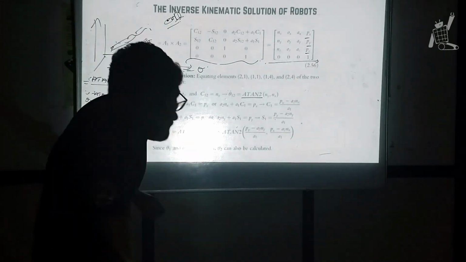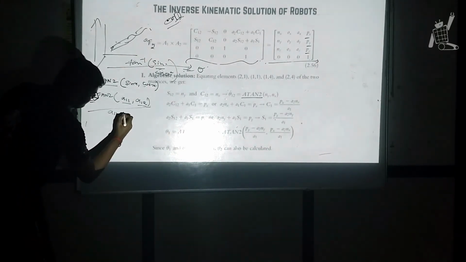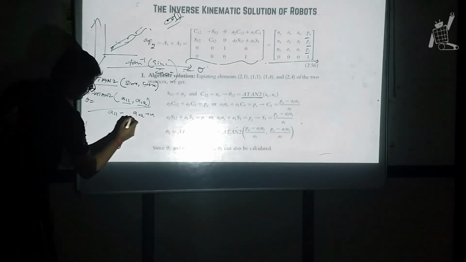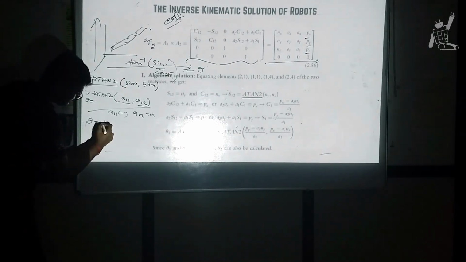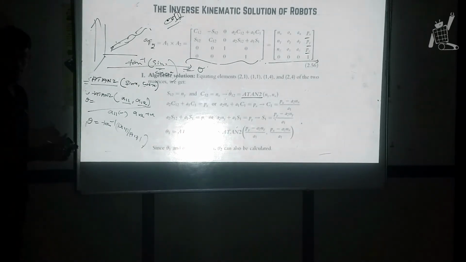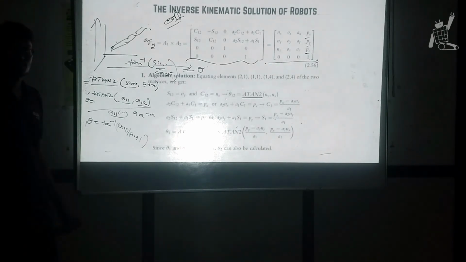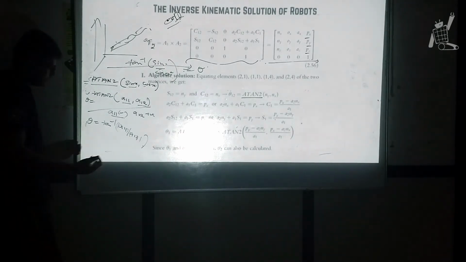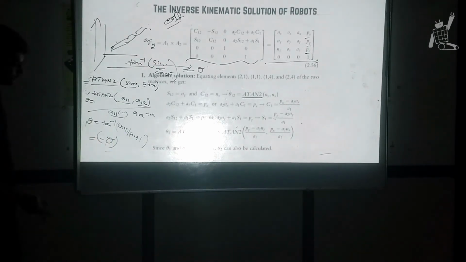Next case is when a11 is negative and a12 is positive. Similarly, you find the value of theta, that is tan inverse of the modulus a11 by a12. Take that value, you will get the theta. So a11 is negative means sin is negative, and cos is positive. Which quadrant? Okay, so theta will become minus theta.